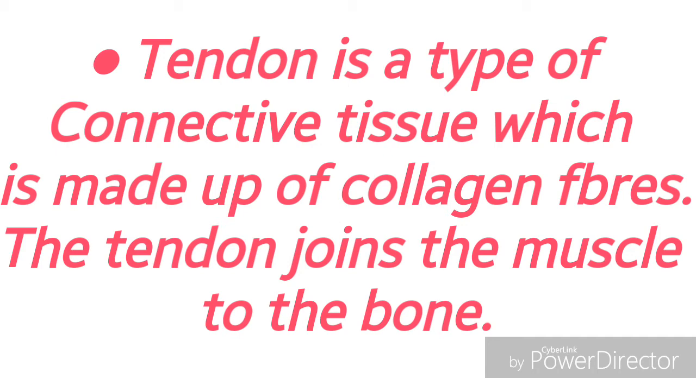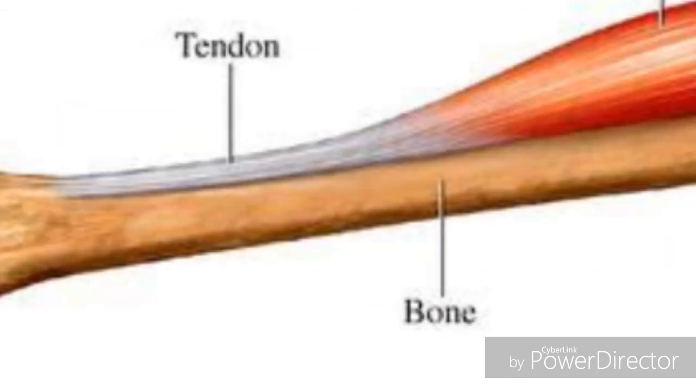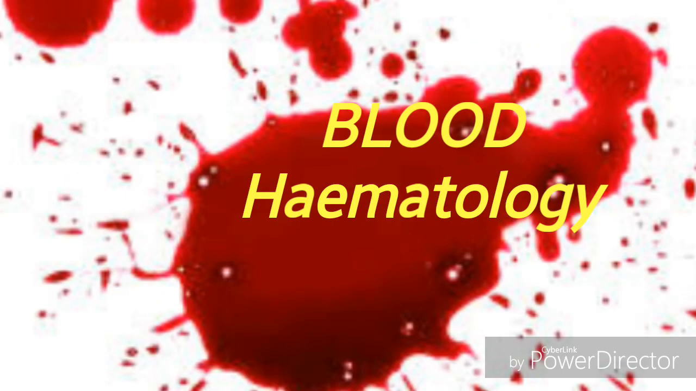Tendon is another type of connective tissue which is made up of collagen fibers. The tendon joins the muscle to the bone. Collagen fibers are chemically proteins, and what are proteins? Complex organic compounds. Amino acids are the building blocks of proteins. So earlier I told you proteins play a very vital role in the human body, and our cells can synthesize proteins. Students, in this particular picture you can see the tendon, how it connects muscle and bone.